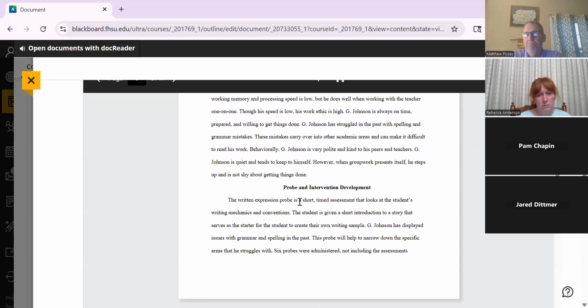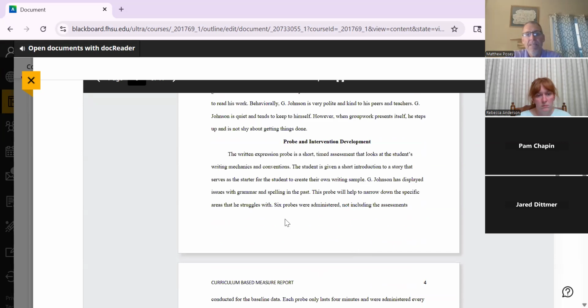Probe and intervention. Here's our new section, the written expression probe. This student used a written expression probe. It's a short timed assessment that looks at a student's writing mechanics. They give a little brief description. They gave 6 probes. Again, we're asking you to do 4 to 6.